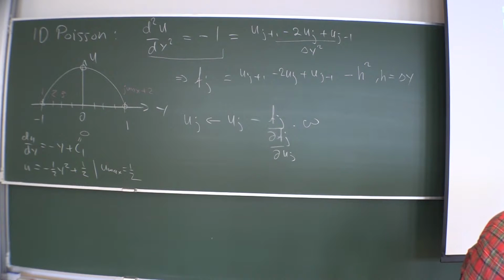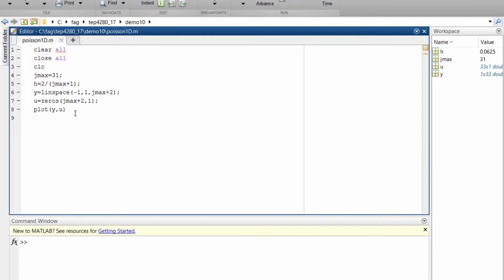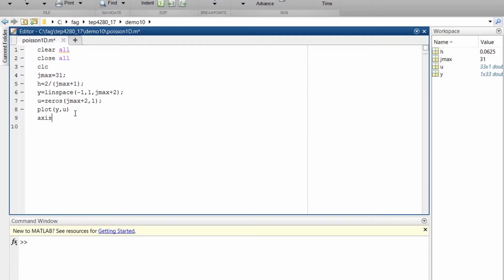So we can now use the scale here. Axis. He should go from minus 1 to 1. Ah, we need square bracket here as well, I think. Minus 1 to 1, and then from 0 to 0.5 in the y direction. Then we have the proper scale for my graph.